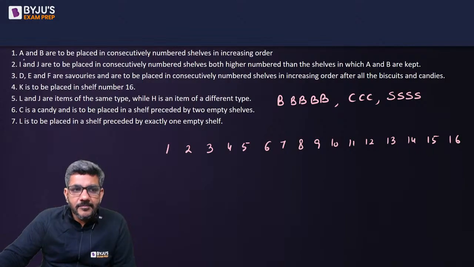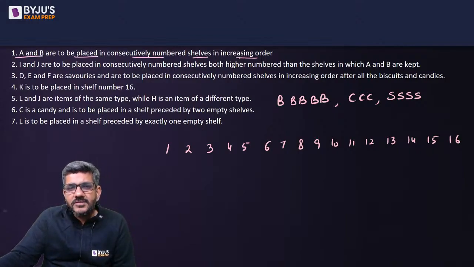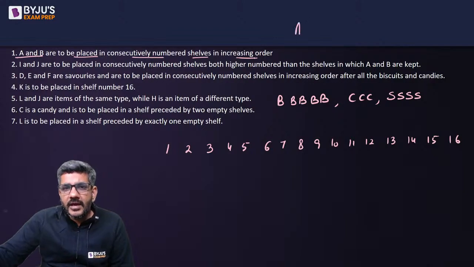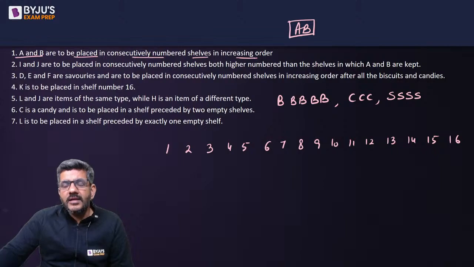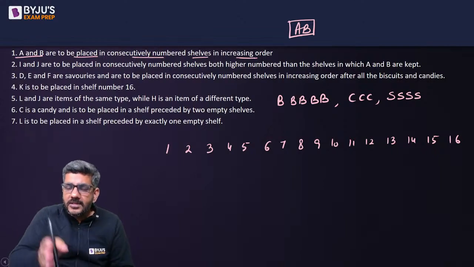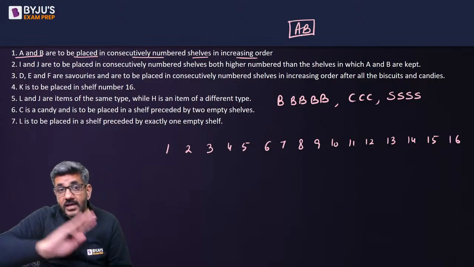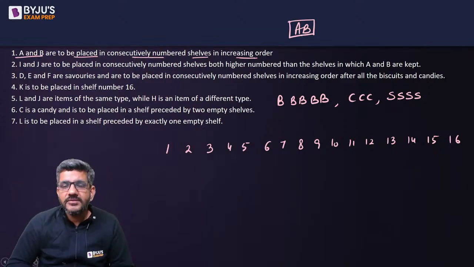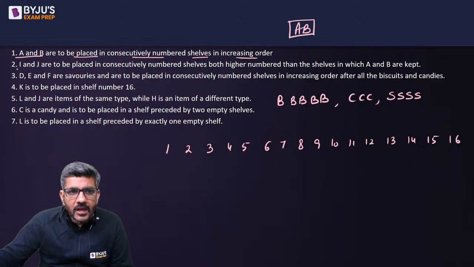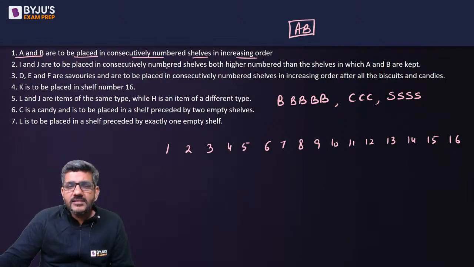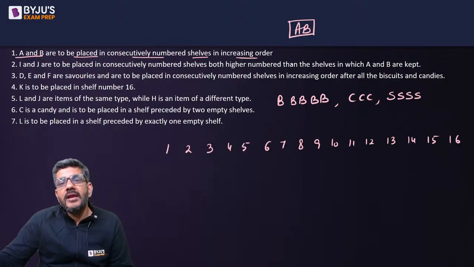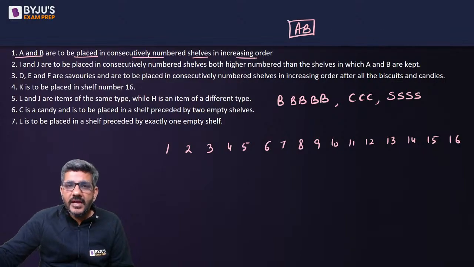Let's start doing them. A and B are to be placed in consecutively numbered shelves in increasing order. So A and B are in increasing order. So I am putting a box on it. Box means the order would remain fixed, that B should be after A because they are in consecutively numbered shelves in increasing order. I and J are to be placed in consecutively numbered shelves, both higher numbered than shelves in which A and B are kept.